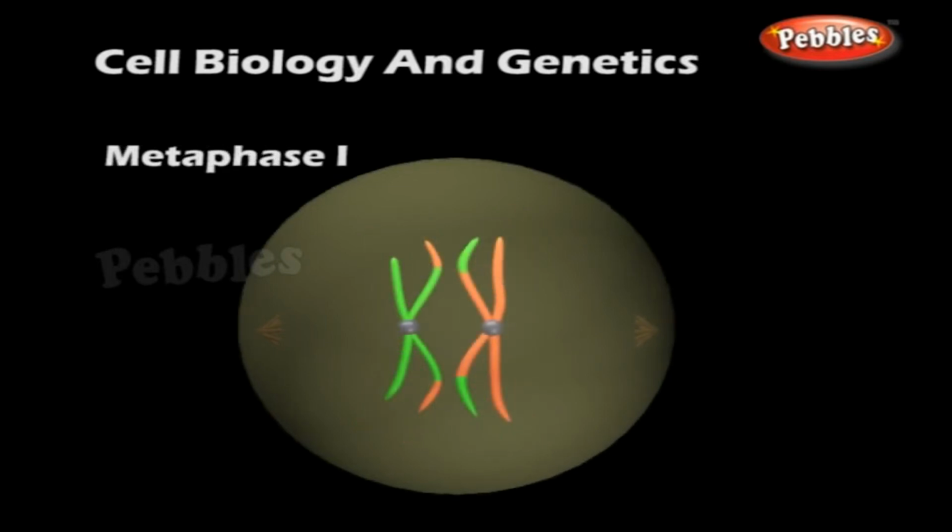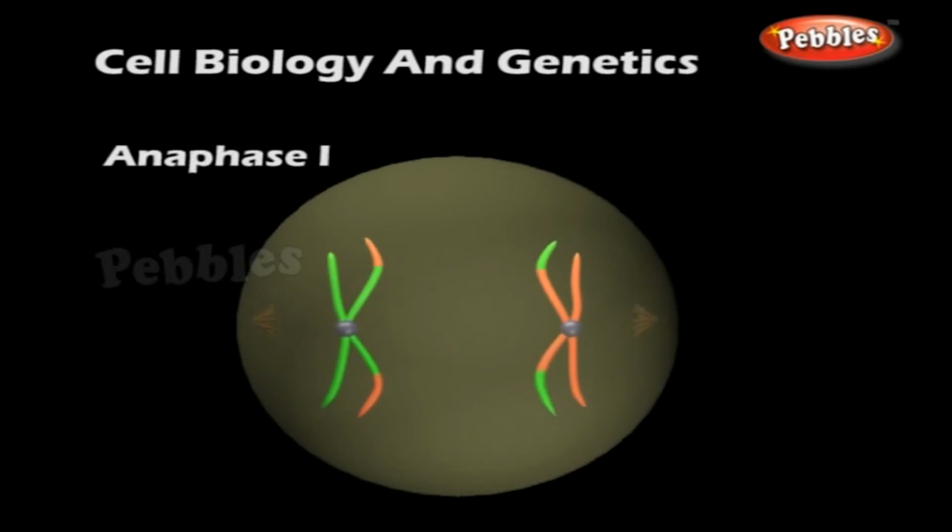Metaphase 1. The spindle fibers become prominent. The paired chromosomes or bivalents align on the equatorial plane. Anaphase 1. The two chromosomes of each bivalent separate from each other and move to opposite poles of the cell. Thus, only one chromosome of each homologous pair reaches each pole.